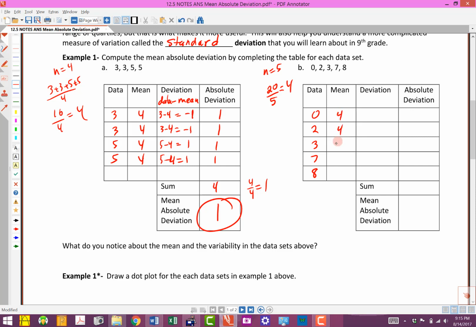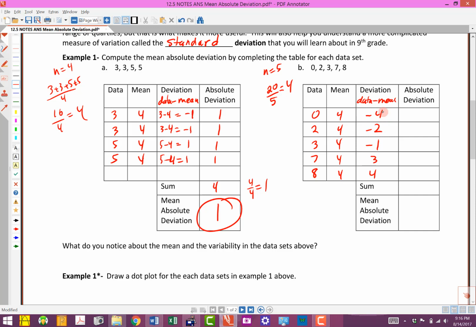So I'm going to do 4 here, 4 here, 4 here, 4 here. Now we're going to do the deviation. Again, it's going to be the data point minus the mean. So it's going to be this one minus that one. So that's going to be a -4. That's going to be a -2. That's going to be a -1. We've seen that calculation before. 7 minus 4, that's a 3. 8 minus 4, that's a 4.